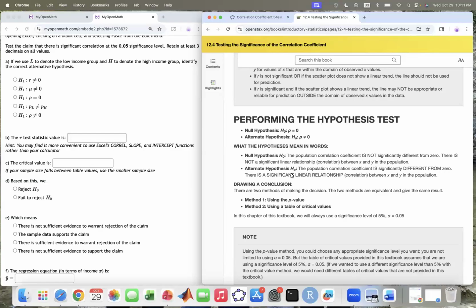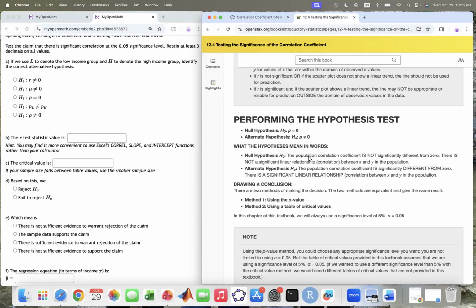Hello, in this video, I will show you how to test the significance of the correlation coefficient. In this one, the claim is whether you have a correlation between the two sets of data or not. You don't have greater than or less than; you say either correlation or not. So your null hypothesis is rho equals 0, and the alternative is rho not equal to 0.